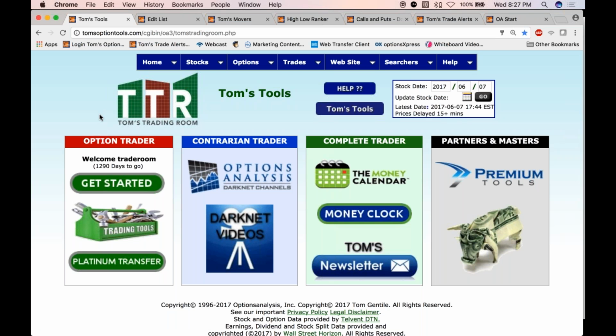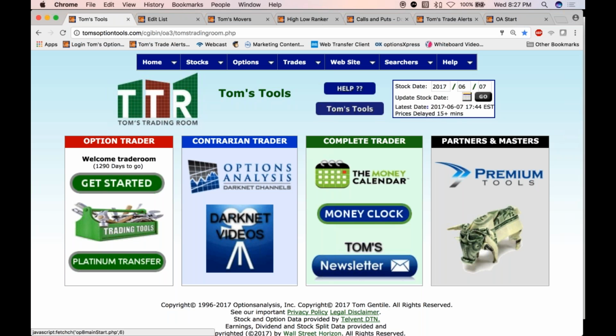This is our software. When you log in, you'll see a couple of different areas here. Option Trader, which is really Platinum on steroids. Then we've got Contrarian Trader, which is Option Trader Plus, our Elliott wave analysis without the wave count. We've got Complete Trader, which is Option Trader and Contrarian Trader plus some time patterns, something I call the Money Calendar and the Money Clock, and there's a bunch more in here too. And then something over here for our partners and masters.